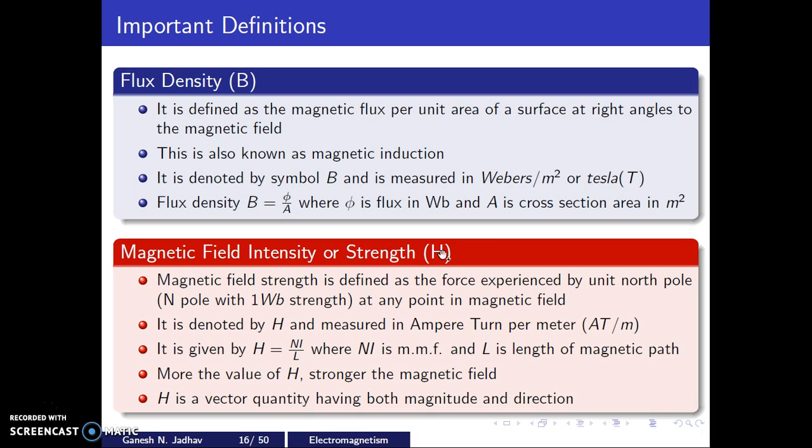How to calculate the magnetic field intensity or strength? Magnetic field intensity, or magnetic field strength, is defined as the force experienced by a unit pole at any point in the magnetic field.